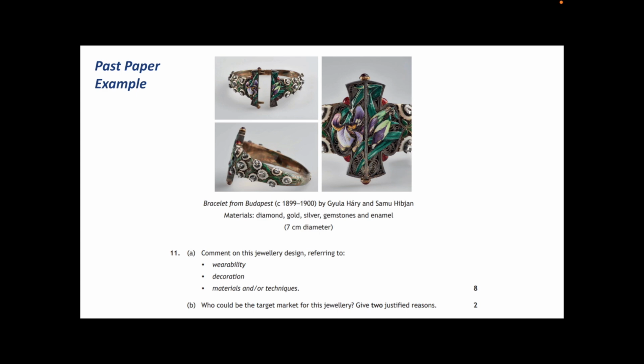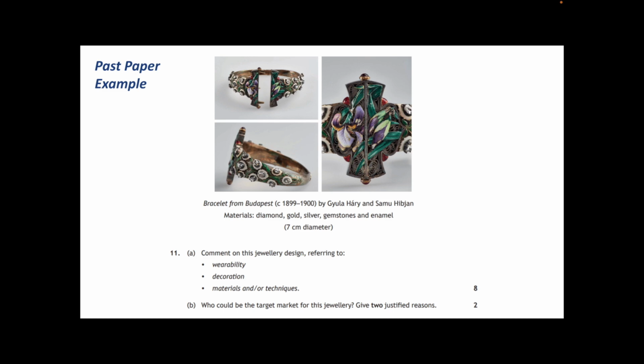Moving on to Part B. Part B is worth 2 marks. Part B will ask about your opinion and you must give 2 justified reasons. In this example it asks, who could be the target market for this jewellery? Give 2 justified reasons. You want to give your opinion on the target market with 2 justified reasons.